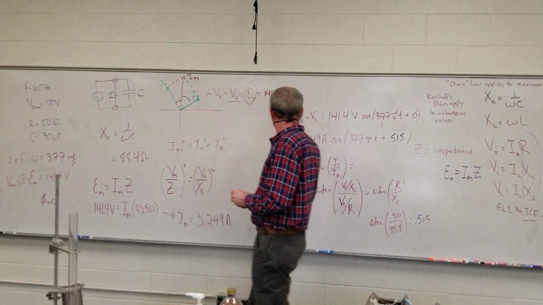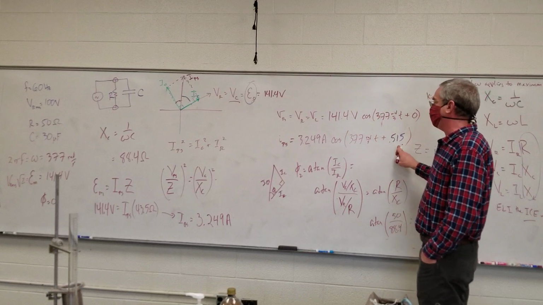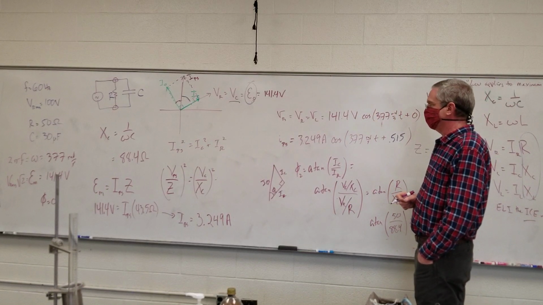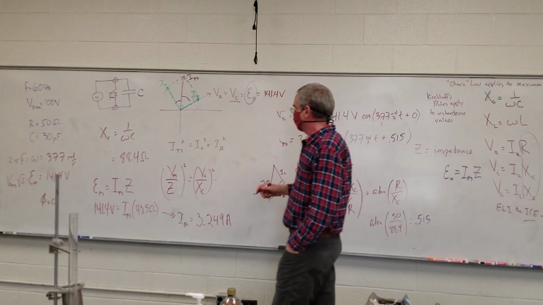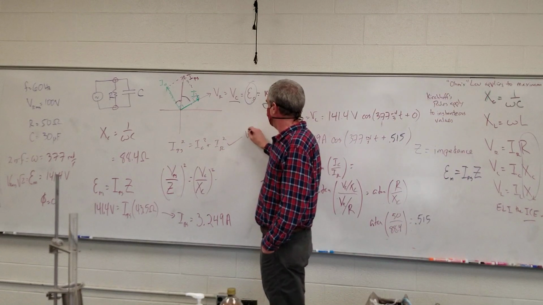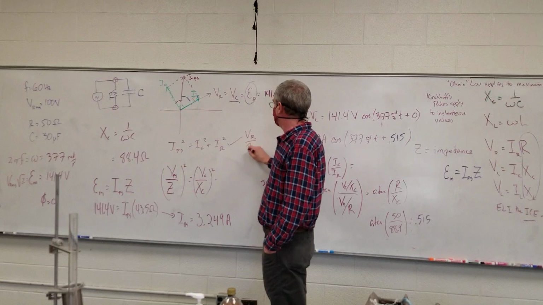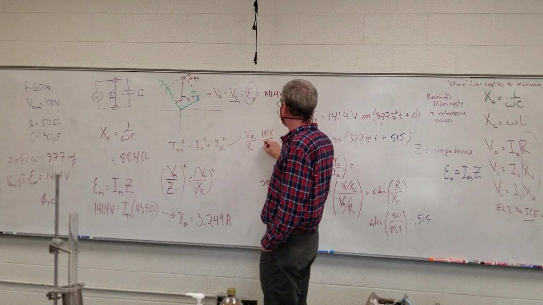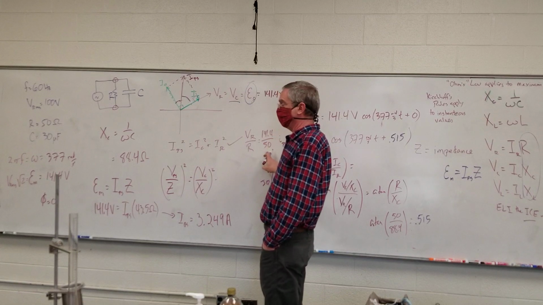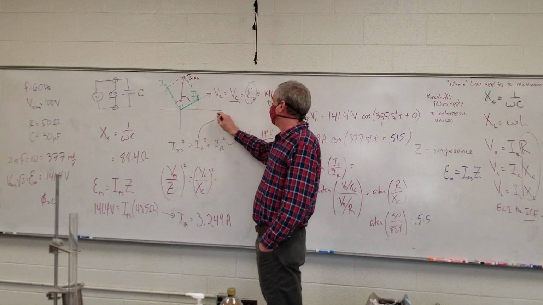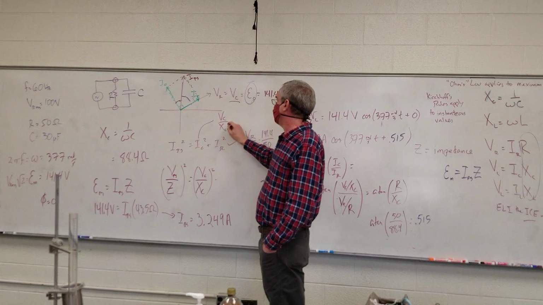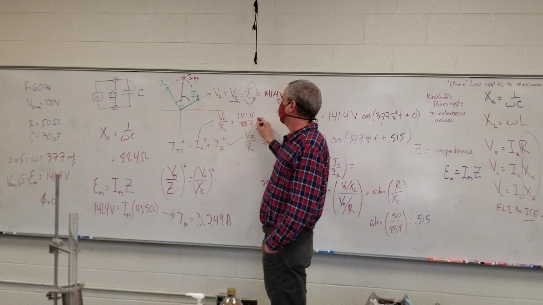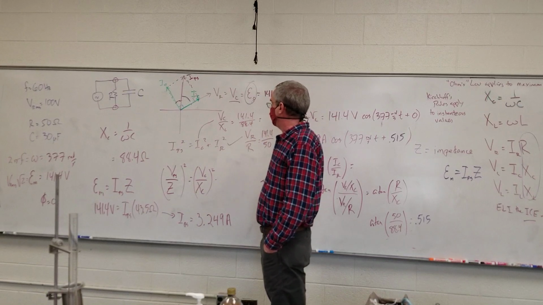And then we have the maximum, so we have that one now. IR, that's just going to be VR over R. I know that maximum V is 141.4, resistance is 50, so I have my maximum current for resistance. This would be VC over X sub C, and that's 141.4 over 88.4, whatever that happens to be.